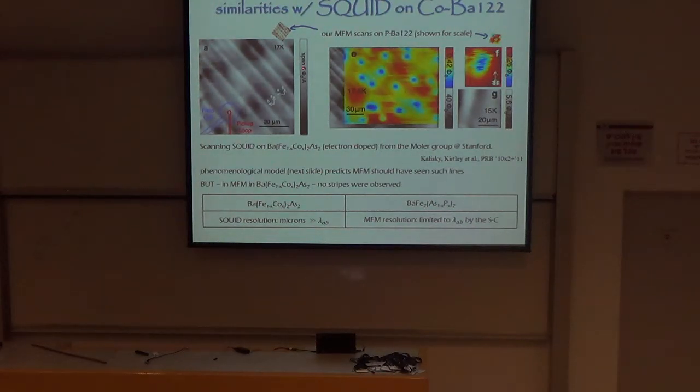The other is that the scale is completely different. You can see that the stripes are much narrower and smaller in our case. I should note that our resolution is much, much better than the SQUID. The SQUID measurements are resolution limited to the size of the probe, which is a few microns. Our measurements are limited to the penetration depth. So whatever the resolution is, it's set by the superconductor itself. Given the interaction between the tip and the sample, the best resolution you can get is the penetration depth, and that's where we're saturated with resolution.